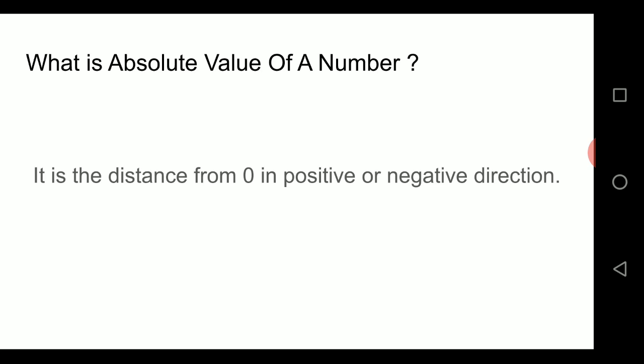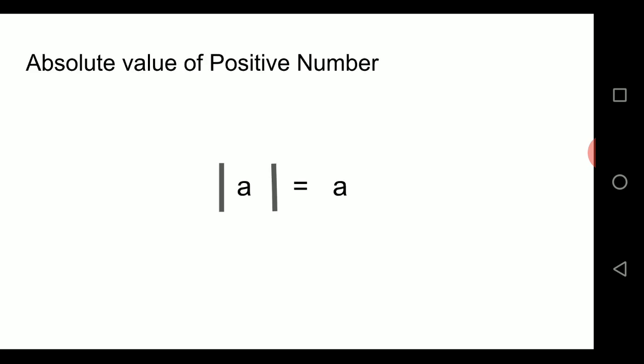Okay, let's see what it is. When you take the absolute value of a number, you have to use the two bars. This is the symbol of absolute value. So you just put the number in between two lines. When you take the absolute value, you get a positive number. Always remember, when you take the absolute value of any number, it is going to be positive. It's never going to be negative.